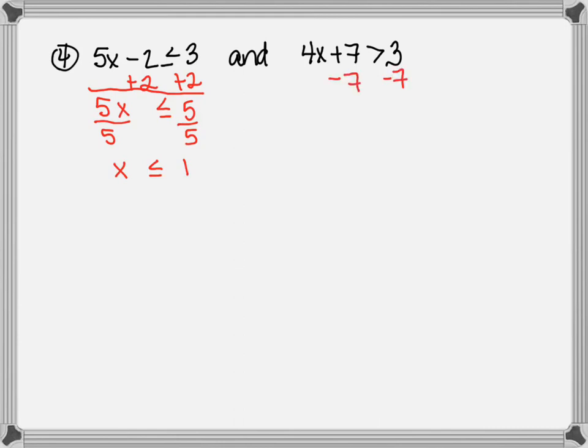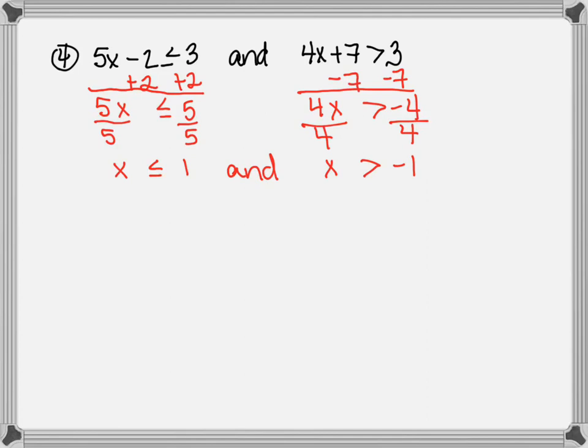On the second one, we'll subtract 7 from both sides. 4x is greater than or equal to negative 4. Divide both sides by 4. X is greater than negative 1. So I've got x is less than or equal to 1 and x is greater than negative 1.